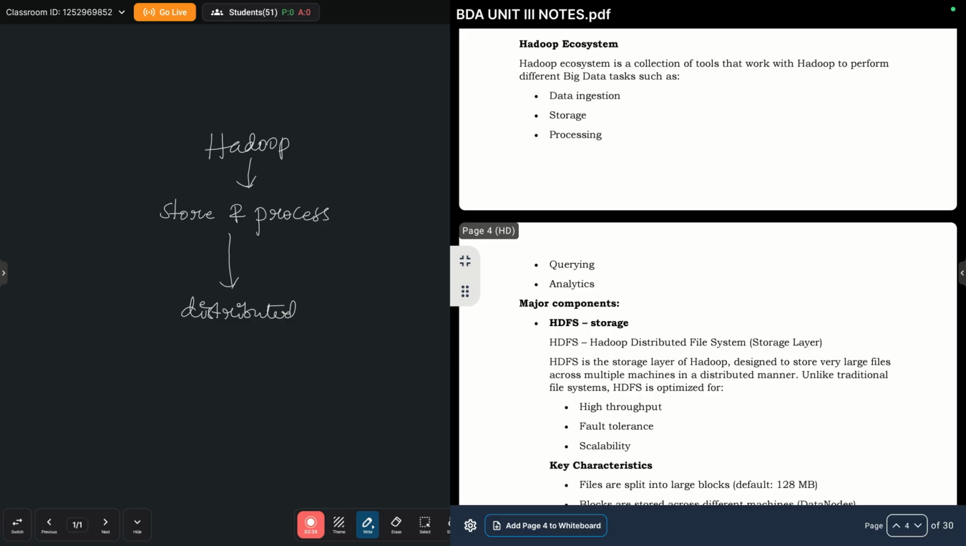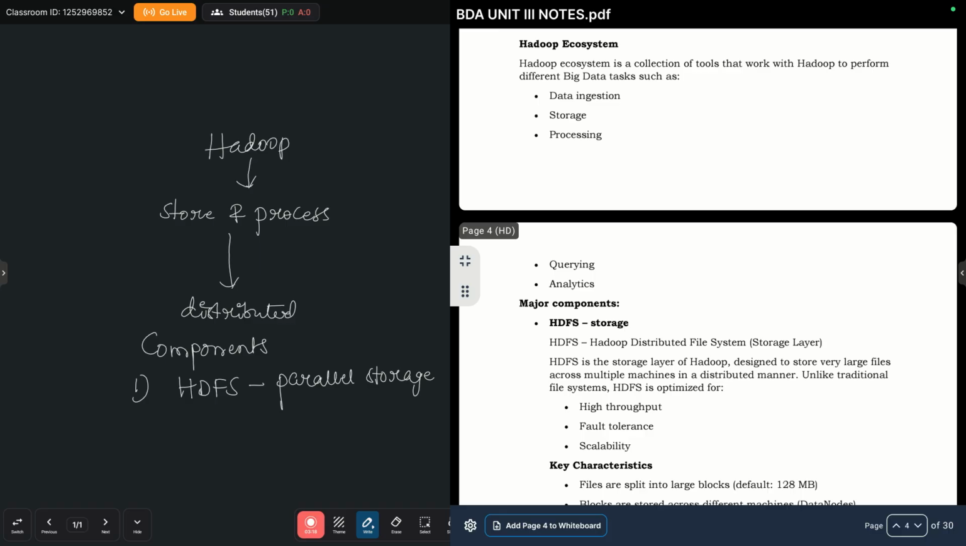So what are the core components of Hadoop? The first one is HDFS. What does HDFS stand for? Hadoop Distributed File System. We can also call it parallel storage. HDFS is also called parallel storage.